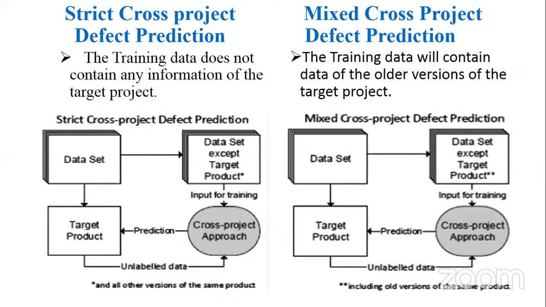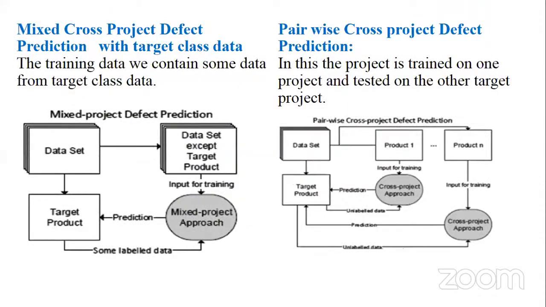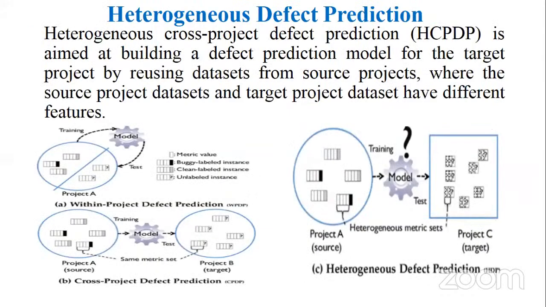Cross project defect prediction means a data set is given for the target project. That means cross project has available data sets, and different data sets are there in strict cross project defect prediction. Heterogeneous cross project defect prediction is aimed to build a defect prediction model for the target project by receiving data set from source project, while the source project data set and target project data set have different features.